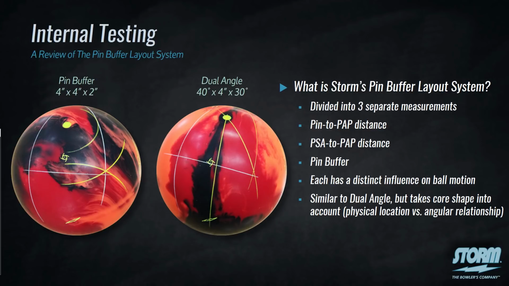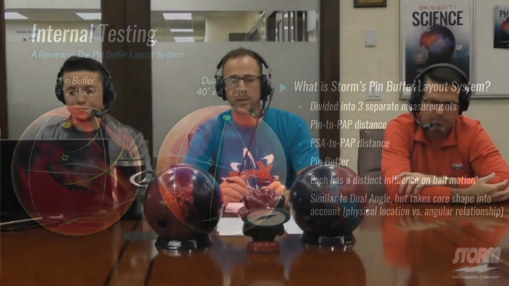What's the difference between a 5x4x2 versus a 4x4x2 versus a 3x4x2? What happens when you adjust just that one number but isolate the other two? How does that affect ball motion? The same thing goes for the PSA to PAP distance and then the pin buffer, which, as we know, is the distance from the pin to the VAL. Adjusting just one of those components, what does that do, and how does that affect ball motion? They're just tremendous videos.